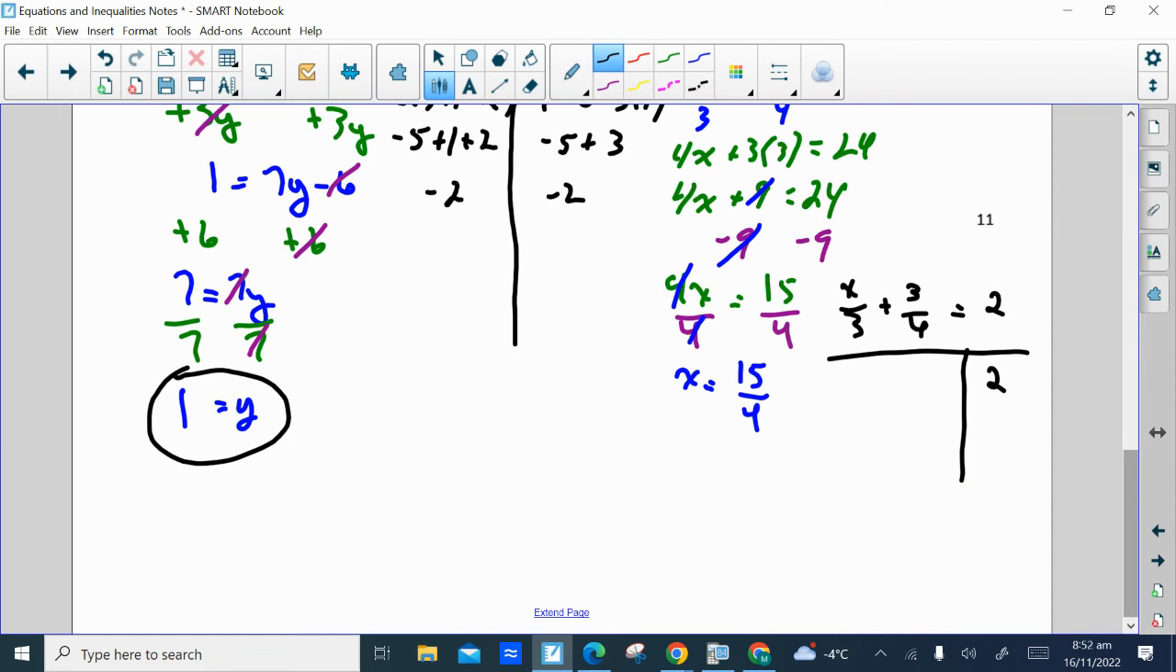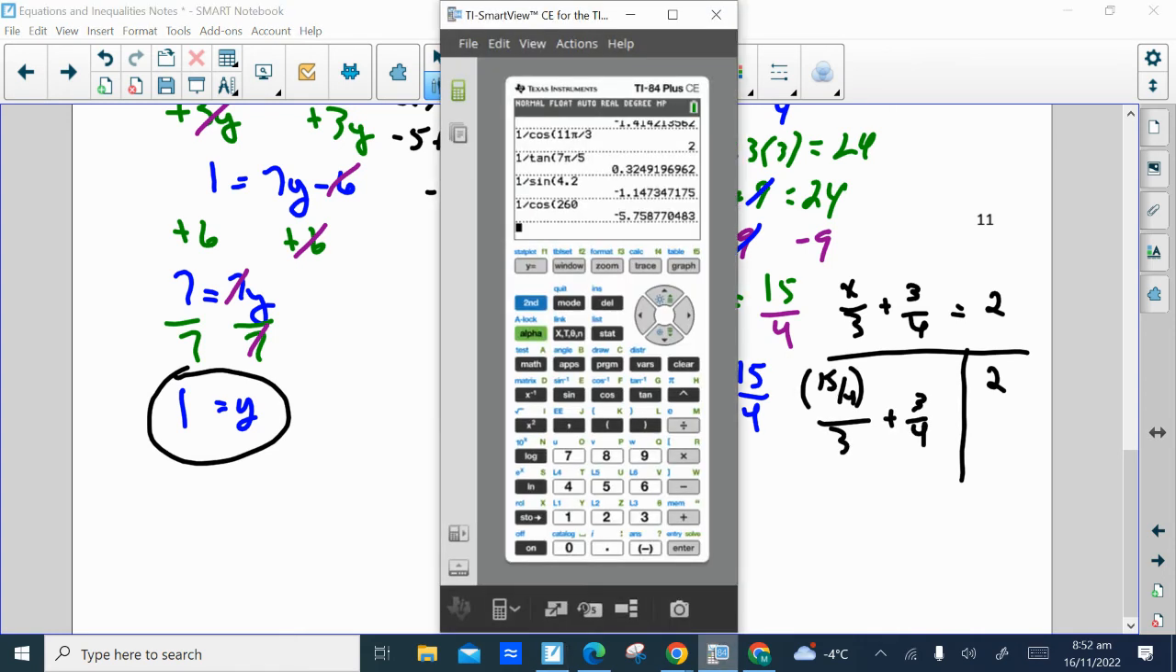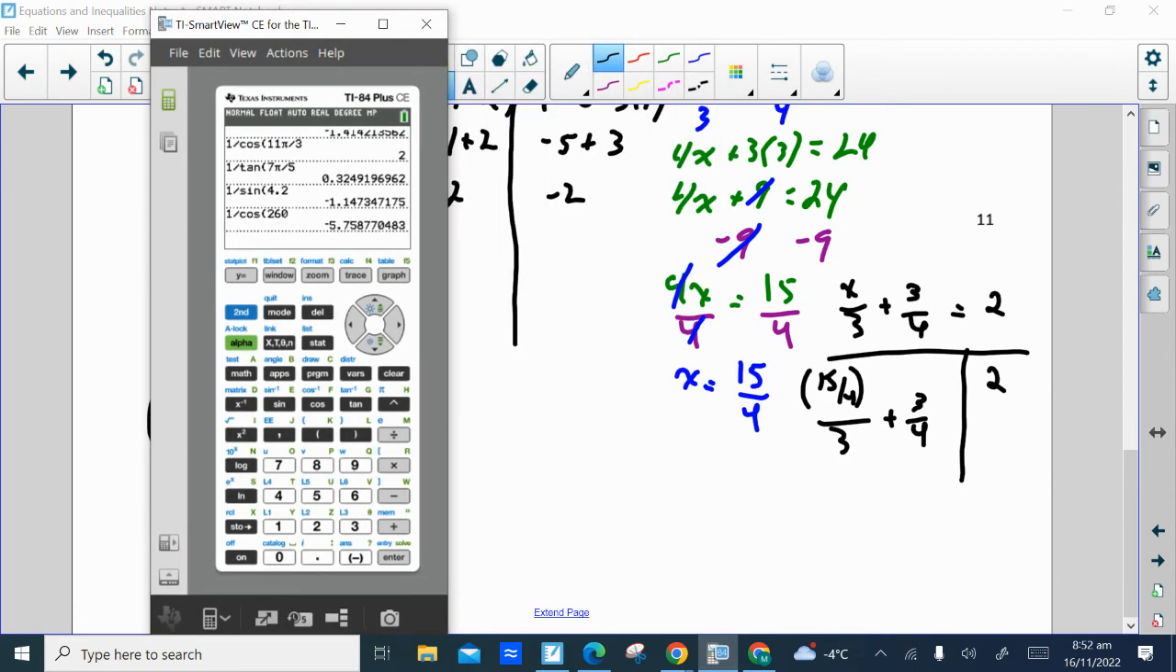So x is above the 3. So it's going to be 15 over 4, all divided by 3, plus 3/4. So here's how you can do this on your calculator. You can go 15 divided by 4 in your calculator. It gives us that decimal.